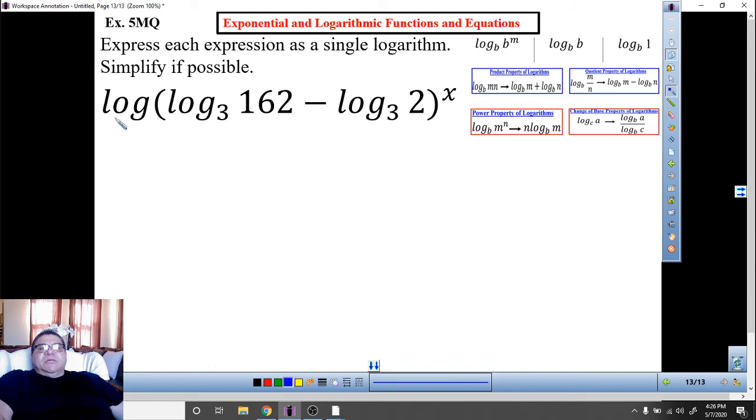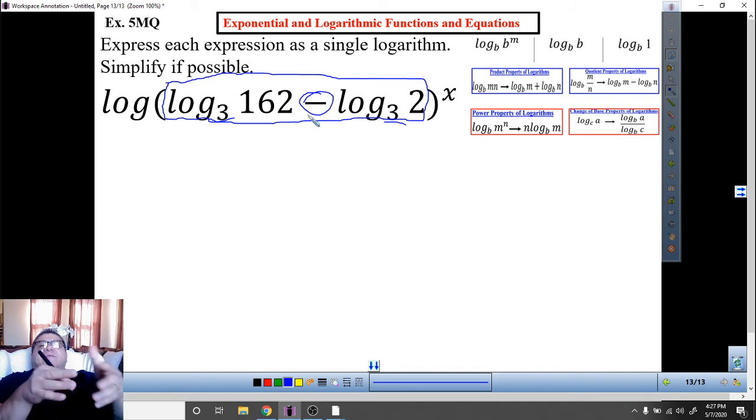So if you notice, there's a log raised, this is the given number, and over here we have an x as an exponent. So right now I'm going to focus inside. What do you guys notice in here? Do they have the same base? Yes. And this is what? Subtraction. So what are they implying? That this is the quotient property. So how do I rewrite this?